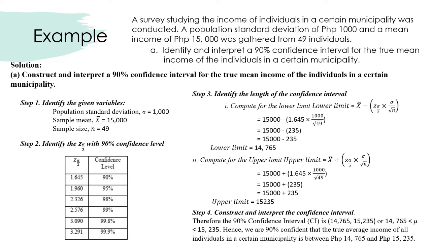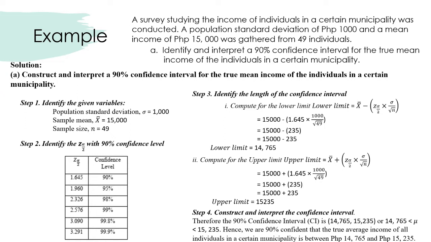Step 2. Identify the z sub alpha half with a 90% confidence level. So, hahanapin nyo dun sa table yung merong 90% na confidence level. Ano yung katumbas niyan? Z alpha half, and that is 1.645.